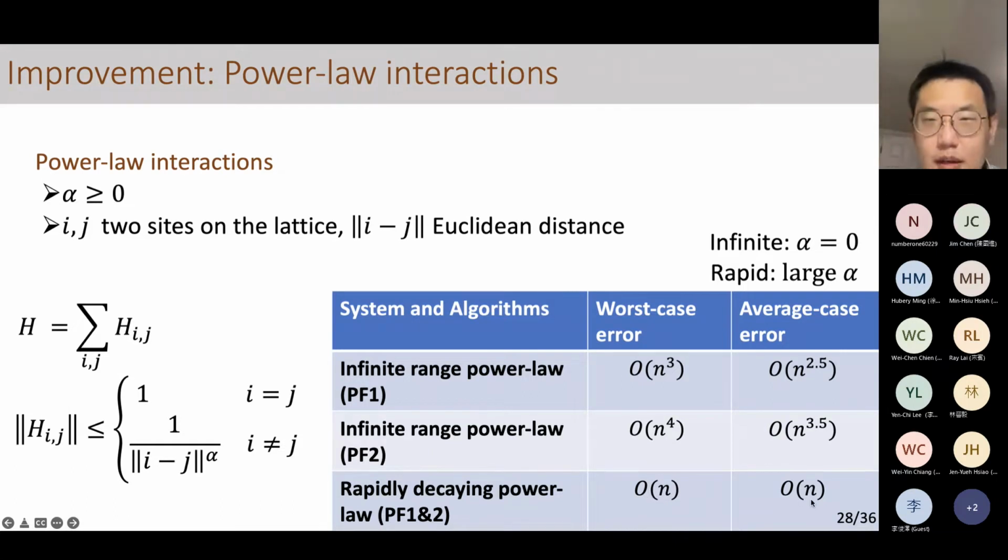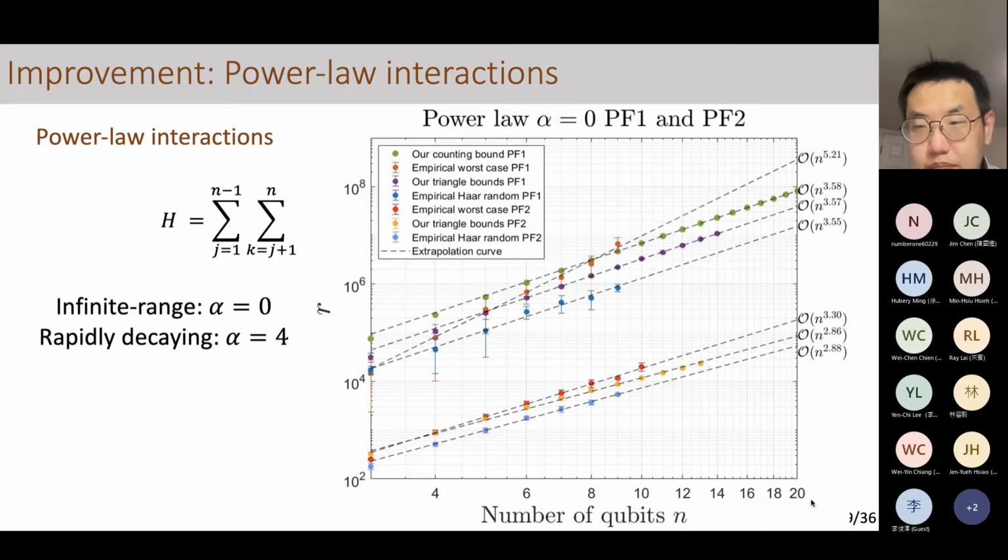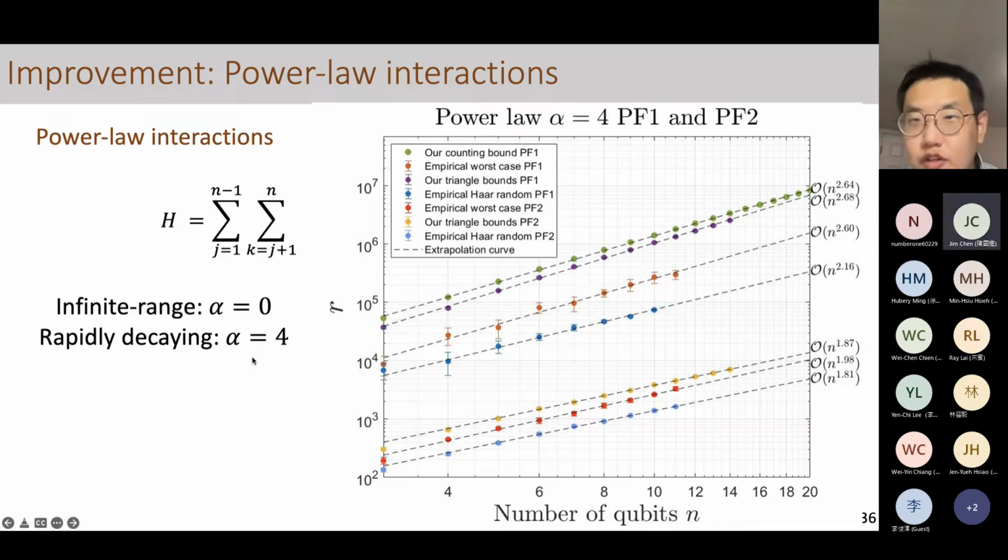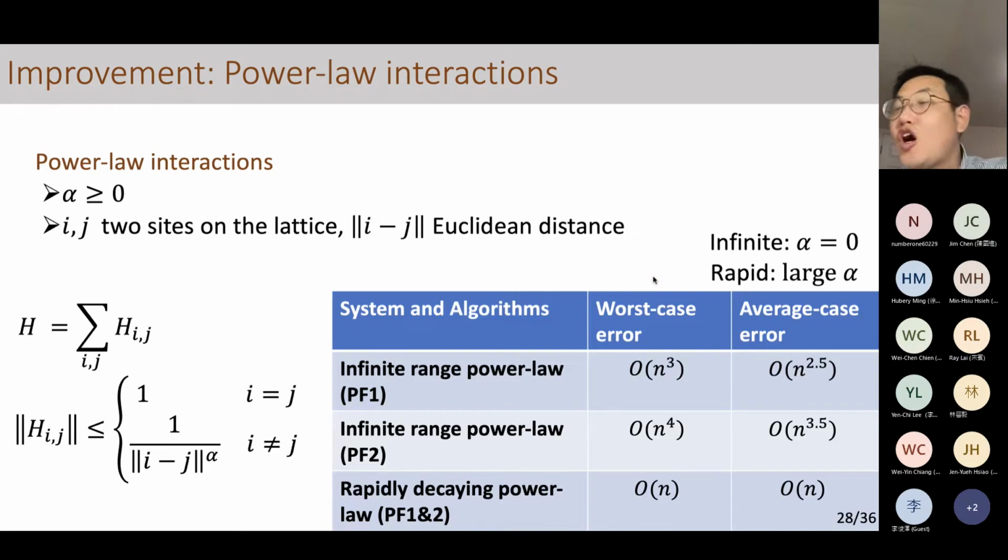We don't have the improvement, but if you look at these numerical results, for this rapidly decaying one, this is the worst case, and this is the random case. So they still have improvements. They are quite different. So this means that our analysis here in the asymptotic scaling is not tight. So maybe here it should not be just n. It should be maybe square root of n or some other thing, but we don't know how to prove it.